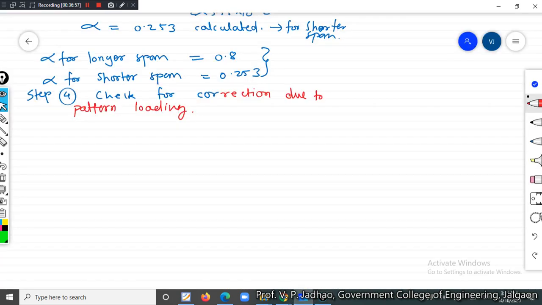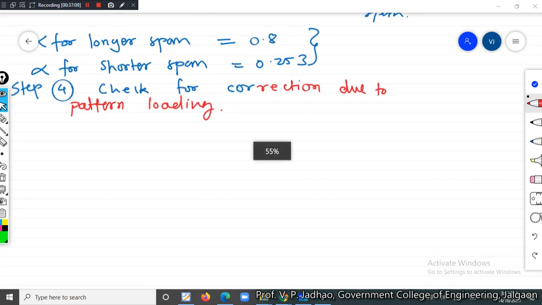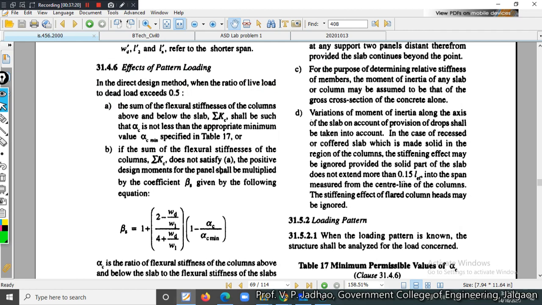The next step is to check for correction due to pattern loading. Is there any problem with this? So now we have to check for pattern loading, or correction for pattern loading. This is given on page number 56, clause number 31.4.6, effect of pattern loading.